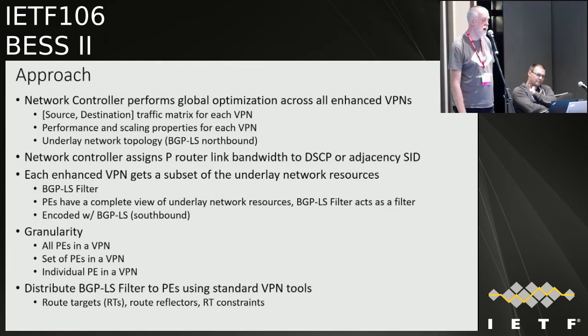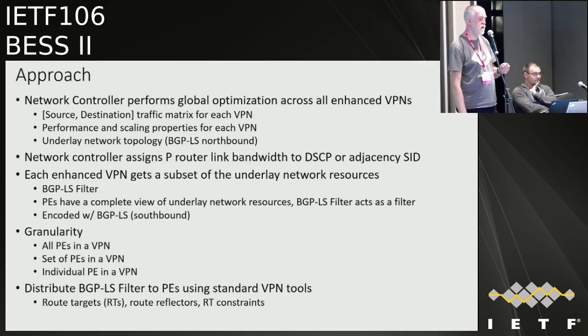Having done that, each enhanced VPN gets a subset of these underlay resources, and that subset we are calling a BGP-LS filter. So BGP-LS presents the whole topology. You can then filter that topology into a set of resources that are assigned to a VPN. The PEs have a complete view of the underlay, of course, but they're also told about the BGP-LS filter, and so they have a filter on that underlay. And we encode that with a new attribute and push it southbound to the PEs.